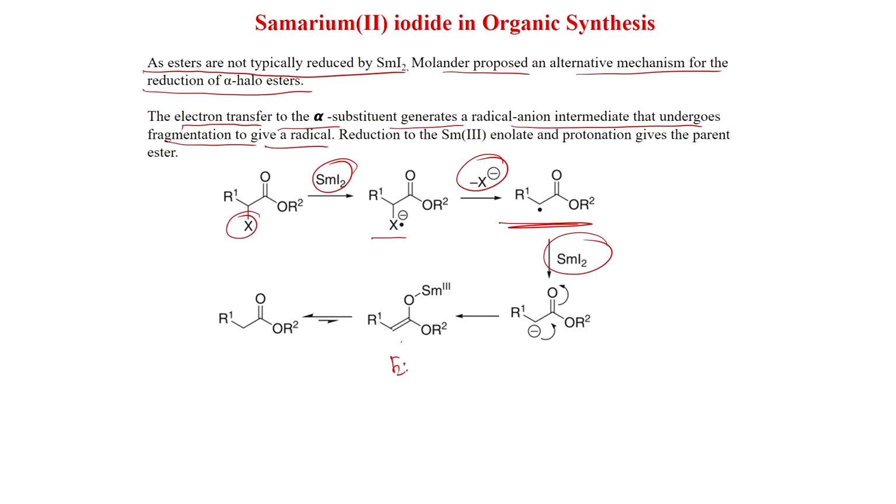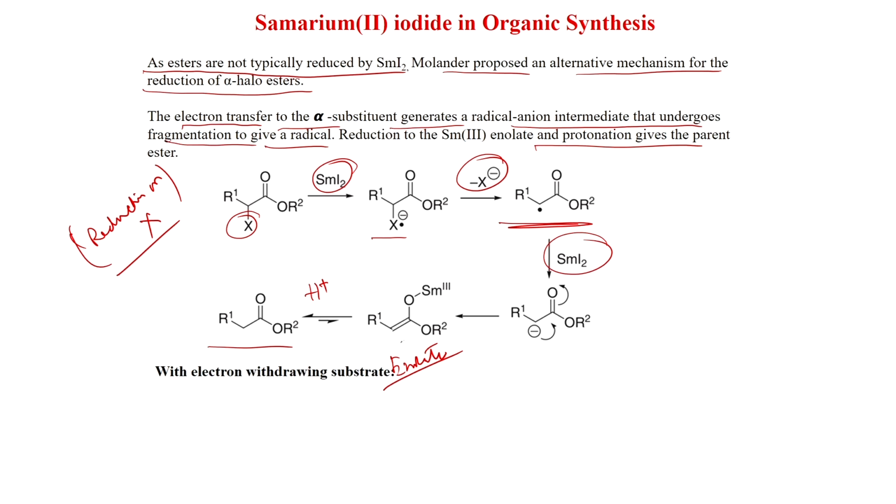So, here the enolate is forming, and protonation gives the parent A star. So, after protonation, of course H plus comes from the proton source, you get the A stars. Reduction on X. Earlier we have seen reduction of carbonyl, here reduction on X. X is taking the electron from samarium iodide and becoming X dot minus, and after that elimination of X minus, you get a radical, then anion. Anion of course will generate the enolate, and enolate after proton source you get the A star.